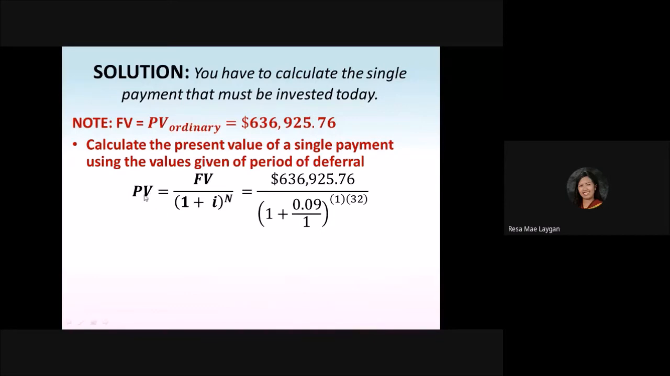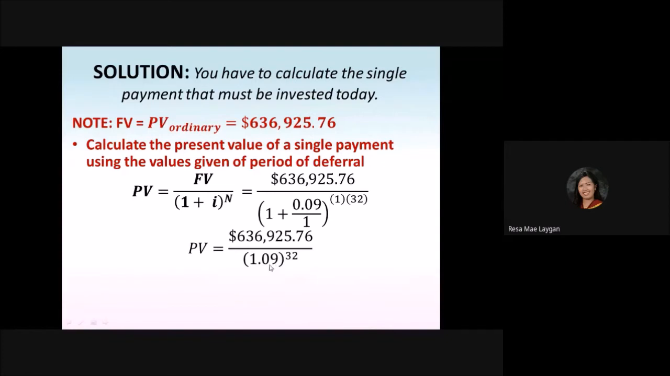wherein you will find the present value. So you simply divide the future value, which is $636,925.76. Then you have here the 1, this is already given, plus your periodic interest rate, which is 0.09 or 9% compounded annually. So you have to divide it by 1. And here, this is your N. So you have 1 times 32, okay?